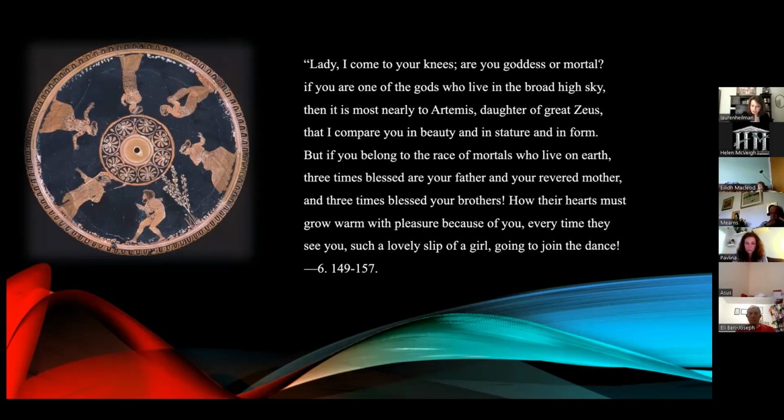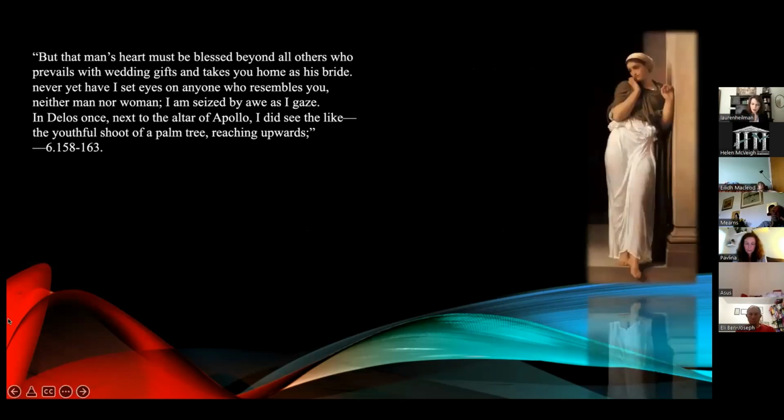And Olson sees the Phaeacian dances as demonstrating Scheria's proximity to the divine. Odysseus continues this connection of the Phaeacians to divinity and of Nausicaa to Leto's children when he compares her to a Delian palm. "But that man's heart must be blessed beyond all others who prevails with wedding gifts and takes you home as his bride. Never yet have I set eyes on anyone who resembles you, neither man nor woman. I am seized by awe as I gaze. At Delos once, next to the altar of Apollo, I did see the like, the youthful shoot of a palm tree reaching upwards." The youthful shoot reaching upwards will mirror the dances that Nausicaa's brothers perform in Book 8.